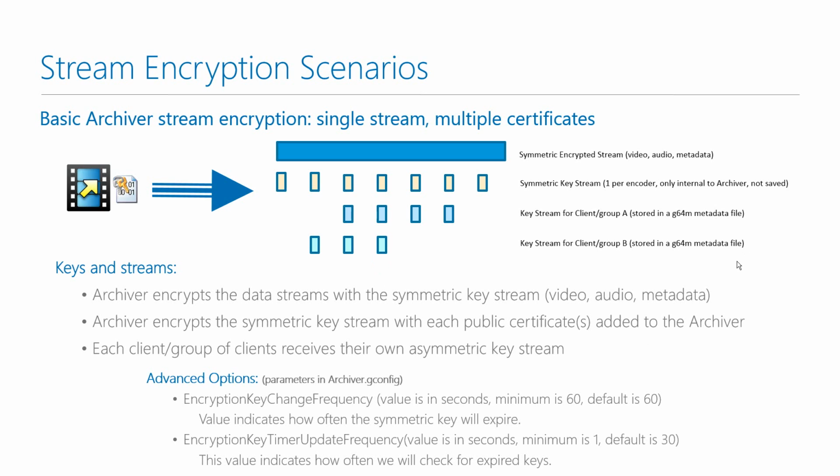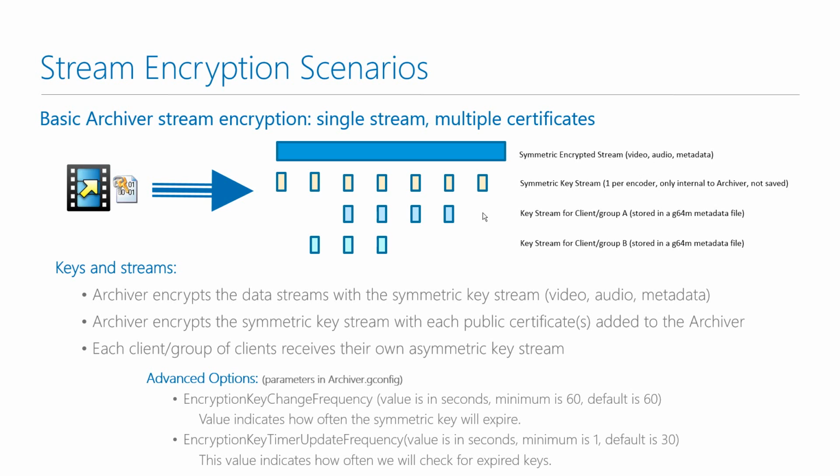So this is our basic stream encryption, where we're going to look at a single stream and we're using multiple certificates just to give you a clearer idea of what's actually happening on the system. And we'll see how that's relevant to the strain on the system too. Basically we have our video stream coming in, and on the archiver we have that symmetric key stream going. That's the one that's changing every 60 seconds by default. It's not saved, it's just being used. And we're using that symmetric key stream to make our symmetric encrypted stream. It's taking the video stream, using the symmetric key on it and creating this stream. I mentioned in the example before we were using video, but we can use audio or metadata as well.